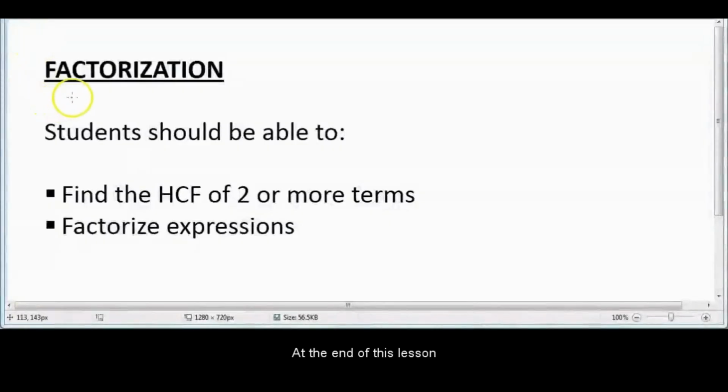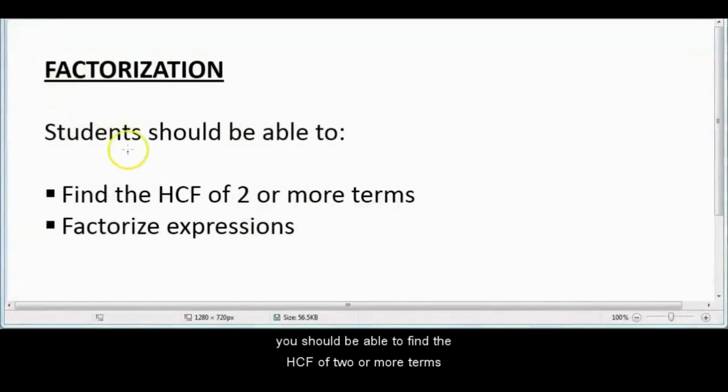At the end of this lesson, you should be able to find the HCF of two or more terms, as well as factorize expressions.